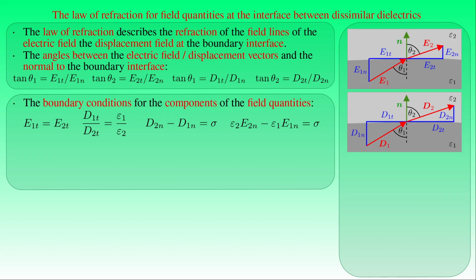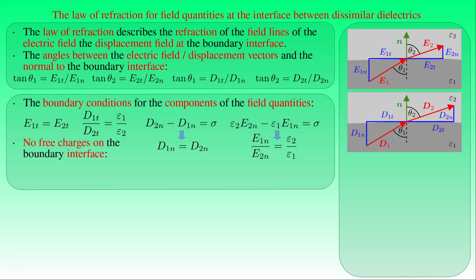Here we restrict our attention to the case where there are no free charges over the boundary interface, that is, when the electric surface charge density sigma vanishes. Then we can reduce the boundary condition for the normal components of the displacement to the equation stating that the normal components of the displacement fields D1 and D2 are equal to each other across the interface. Similarly, the boundary condition for the normal components of the electric field strength tells us that the ratio between the normal components of the field strengths E1 and E2 across the interface is given by the ratio of the absolute permittivity epsilon2 to the absolute permittivity epsilon1.